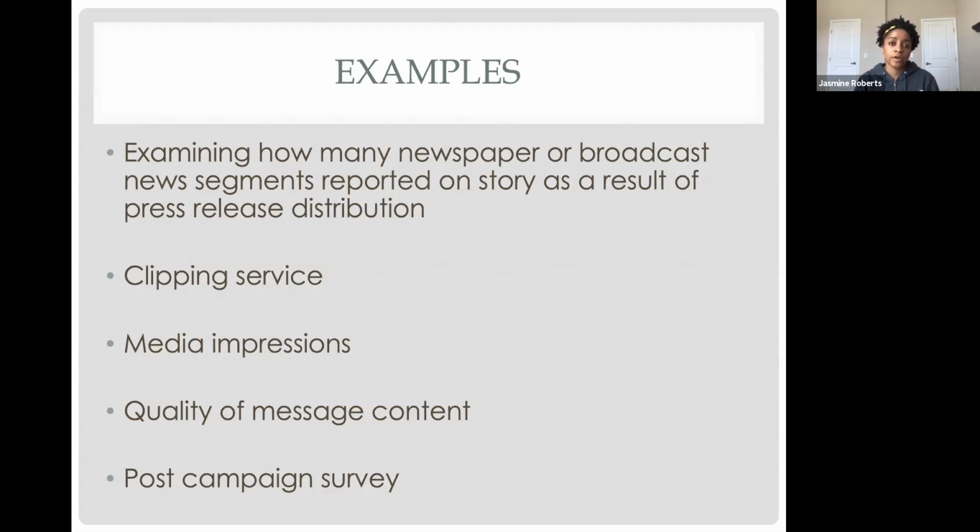So again, once more, a clipping service is essentially a media monitoring service that tracks any type of news coverage about your client or something related to your client. Media impressions, once more, is just exposure, the pure exposure an audience might have to your message. And then there's whether or not people understand that message. One really easy way to determine that is to conduct a really quick survey or even a focus group if you have the time.